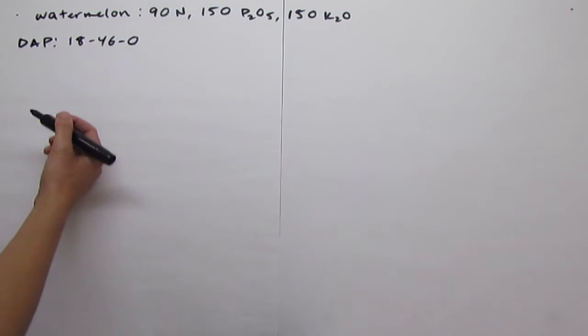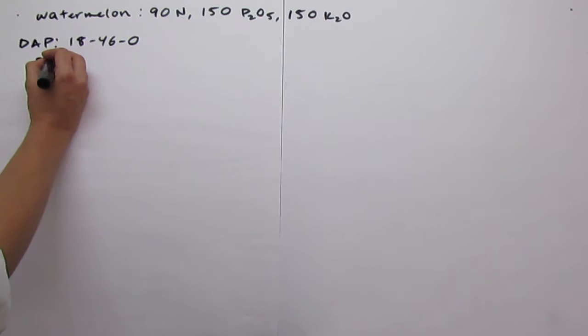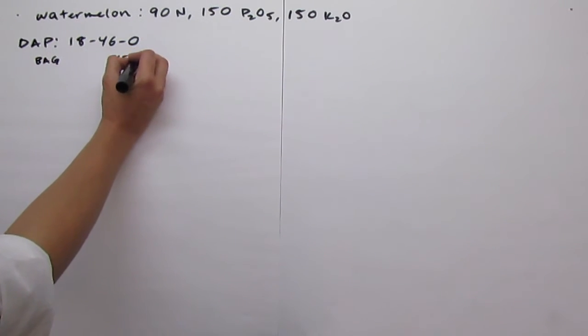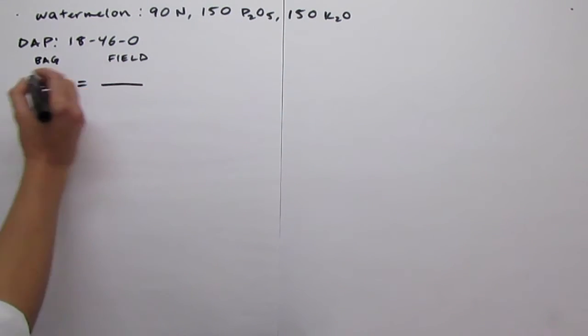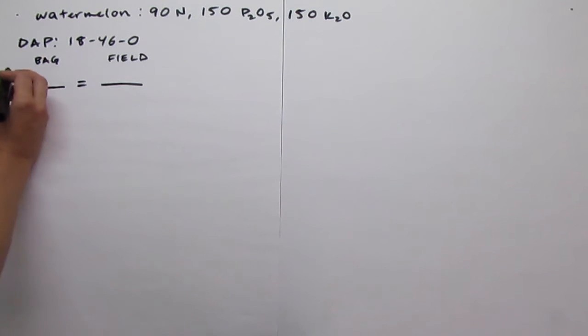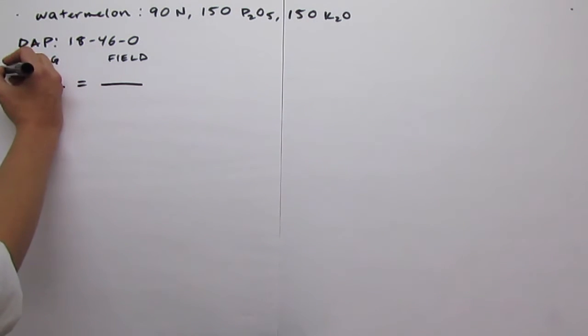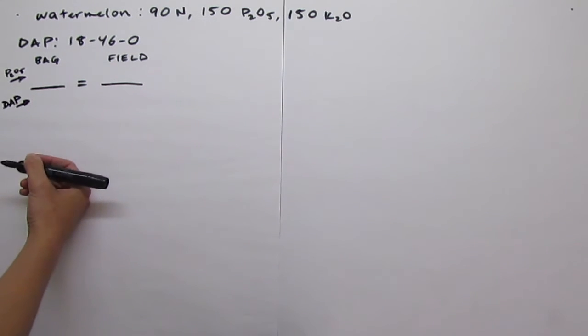I always set these problems up as a proportion or a ratio. On one side, I'm going to put whatever's in the bag, and on the other side, whatever winds up on that field. On the top half, my numerator, I'm going to put whatever the nutrient is. In this case, it's P2O5. And then on the bottom, I'm going to put whatever the product is. In this case, that's going to be DAP.